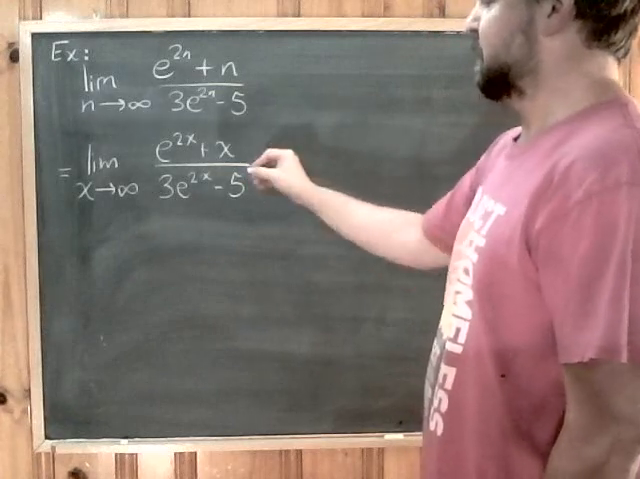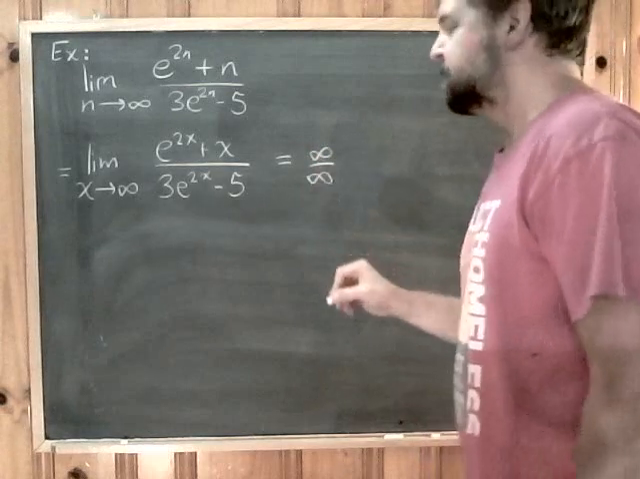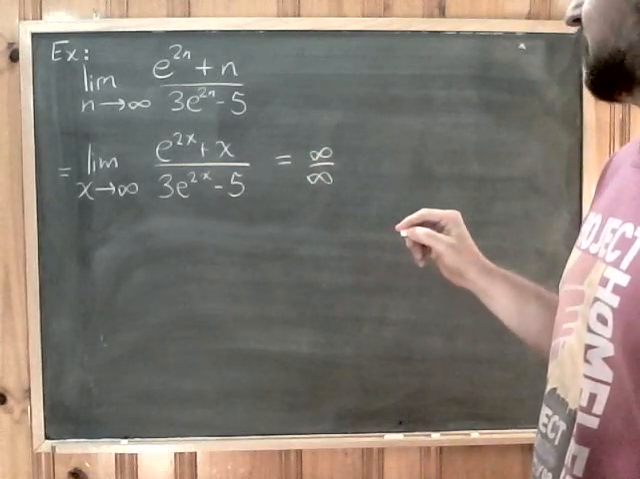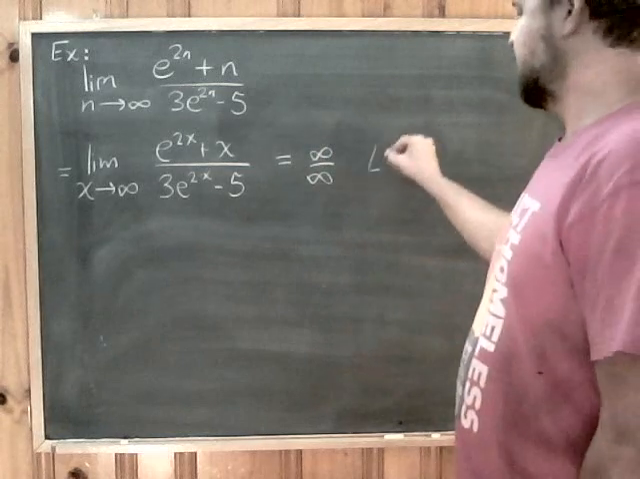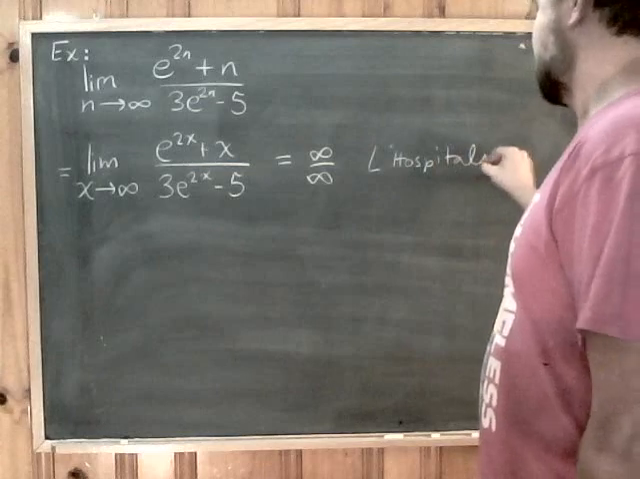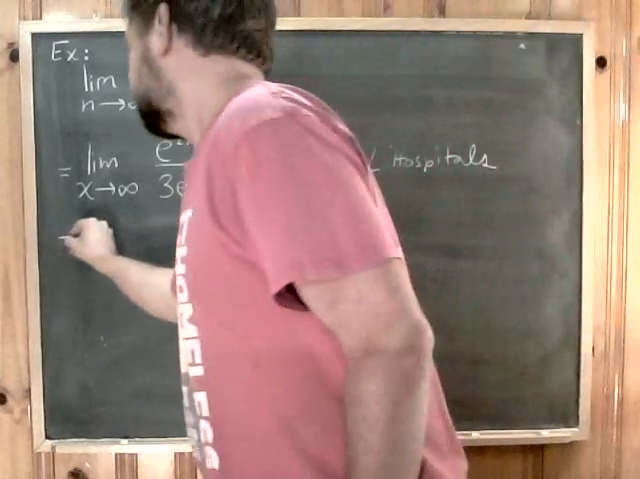Plugging in infinity gives infinity plus infinity over infinity minus 5. We're getting infinity over infinity. And that lets us know that we should be able to use L'Hopital's rule.